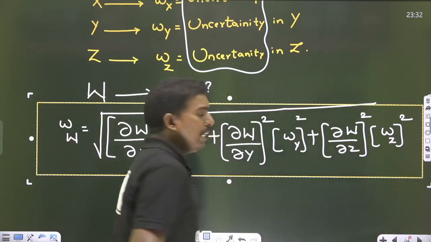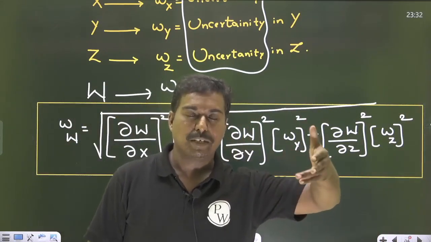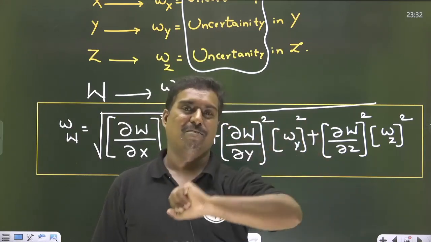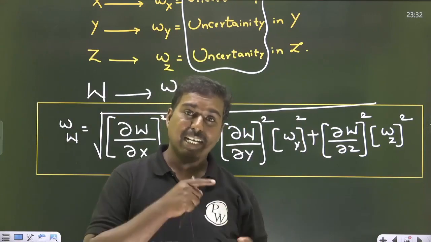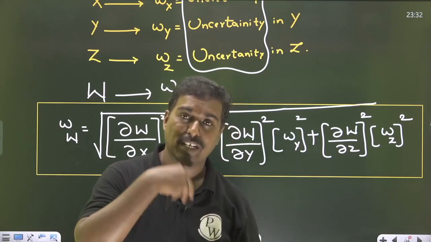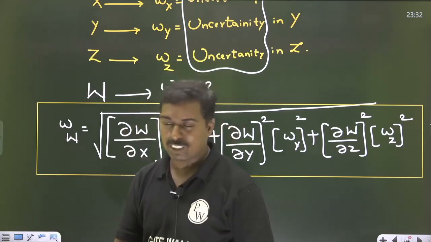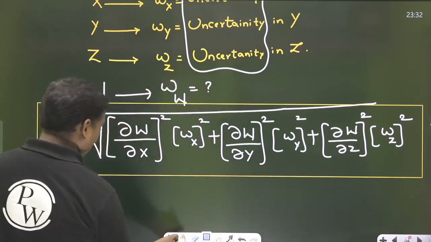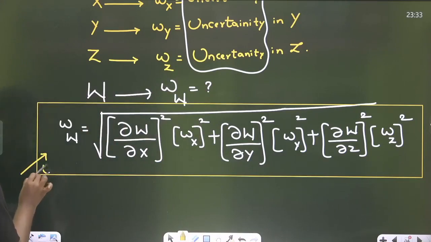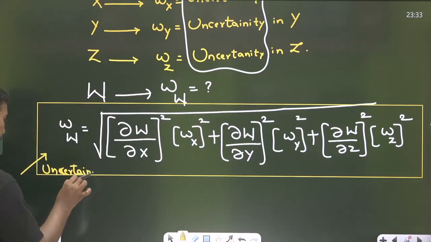Now the important point: X is not dependent on Y, Y is not dependent on Z, like that, but W is dependent on X, Y, Z. So the error in W will be due to a part of the error of X, a part of the error of Y, and a part of the error of Z. That's why the uncertainty in W. You understand? This is the uncertainty in W.